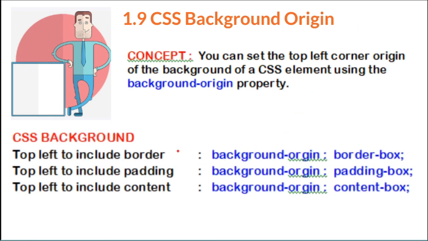So again, we can use these different CSS Background Origin options. To include the border, we say Background Origin is border box. We can say the background includes the padding only, so we say the Background Origin is padding box, and then if you just want the content box, we can say the Background Origin is content box only, as before.